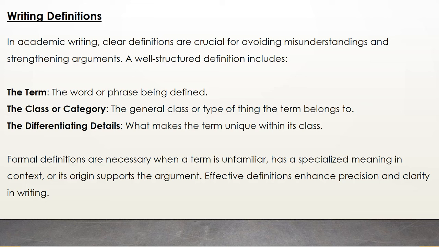For academic writing, specific terminologies can be used. Maybe some words are not at all familiar to us. So in that case, you have to define that particular term along with its category or class and its differentiating details. So through this method, you can avoid vagueness in your writing.